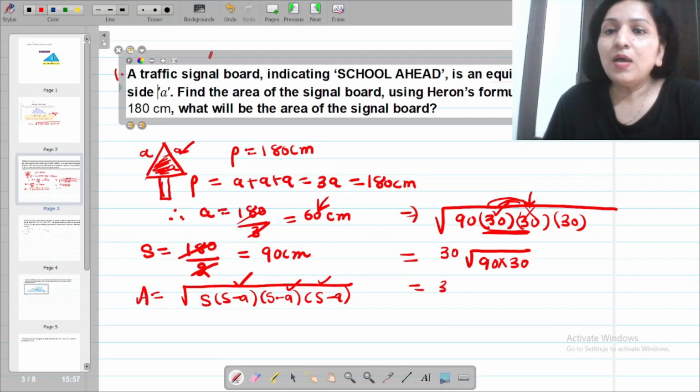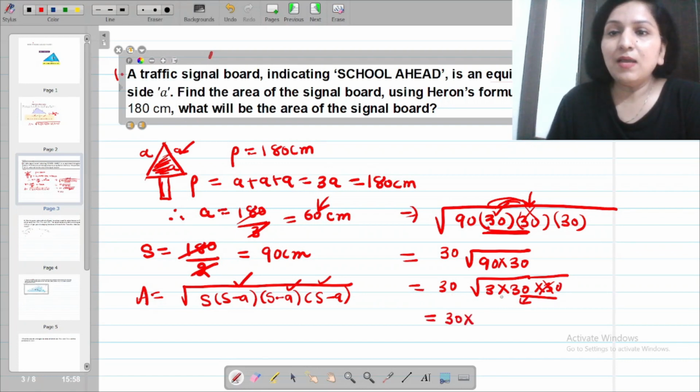Now, please have a look. 90 can be written as 3 into 30. 90 I have converted to 3 into 30 and one more 30 I am having. I have just split it, 90 as 3 into 30. Again, two times 30 is coming. So, out of these two, one will vanish and this will go out. So, outside I am having 30, which was there already. This 30 has come out and another one we are left with is just root 3. Root 3 is not a perfect square number, so as of now you cannot find the root. So, this has to be left like this.